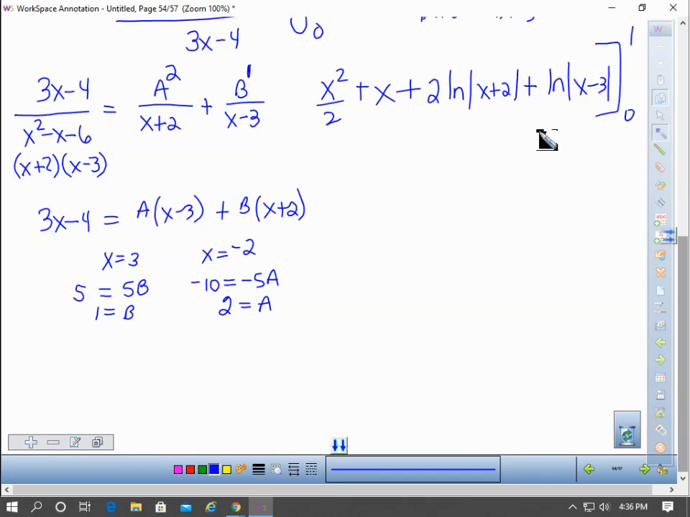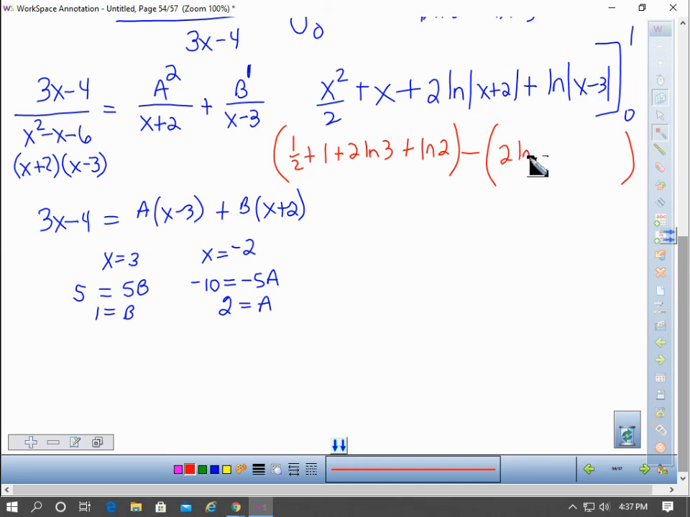Now I'm ready to do my fundamental theorem of calculus. So I'm going to put a 1 in first. Putting a 1 in here will make that 1/2 plus 1. Putting a 1 in here is going to make 2 ln of 3. And then putting a 1 in here is going to be ln of the absolute value of -2, which is 2. Then putting a 0 in, everybody, that'll make that 0, that'll make that 0.